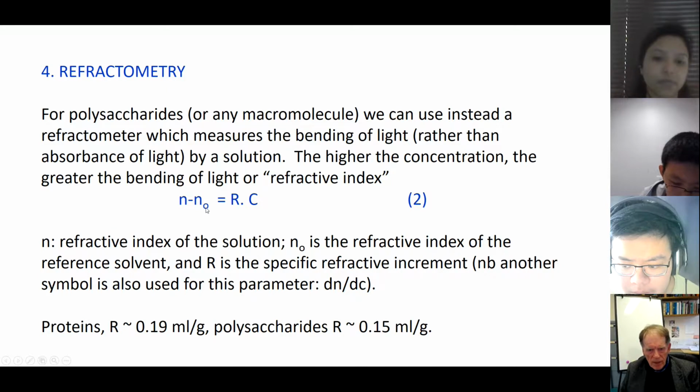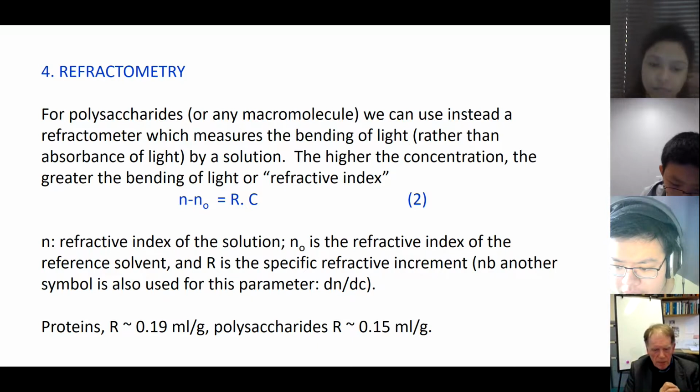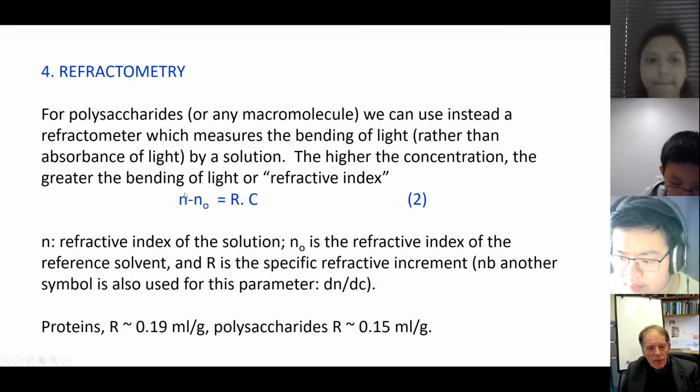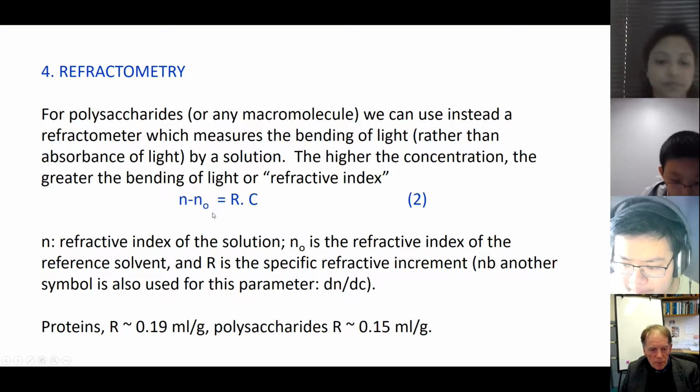N0 is the refractive index of the solvent, so it could be water, or if it's a buffered solution, it could be a phosphate chloride buffered solution, or it could have some small electrolyte in there, like a sodium chloride solution, so that will also contribute. But whatever, N is the refractive index of a solution, and N0 is the refractive index of the solvent. And usually it's an aqueous solvent in which your protein or polysaccharide or nucleic acid is dissolving.